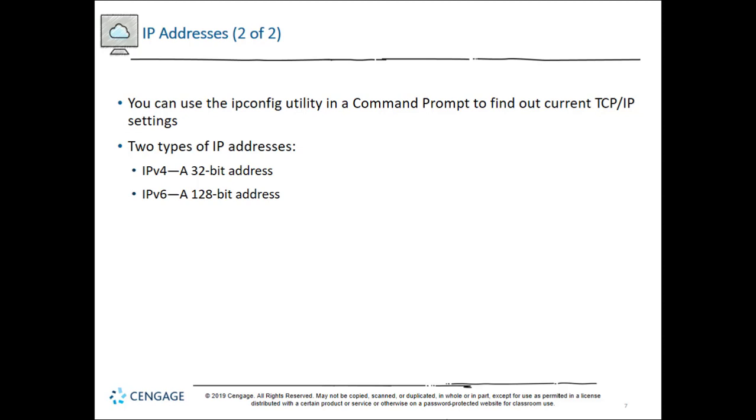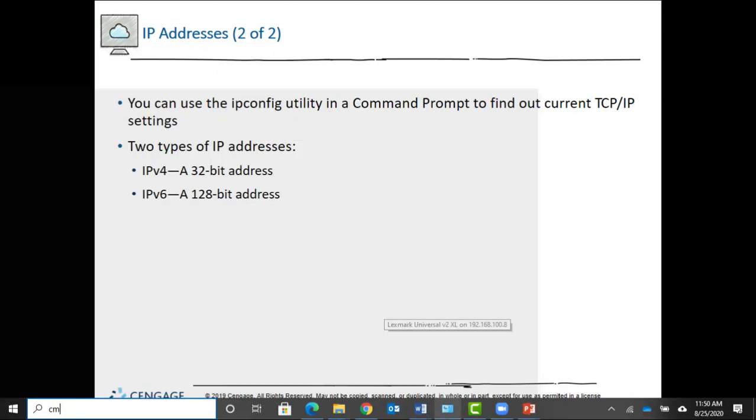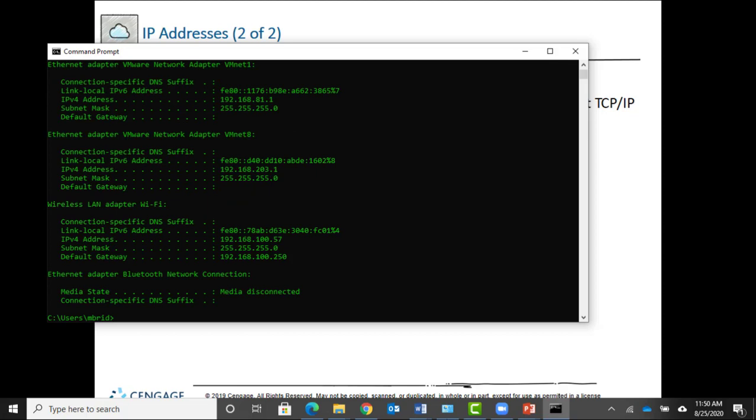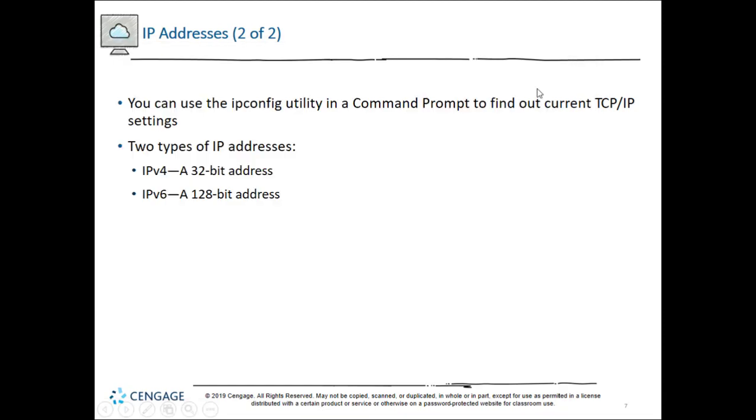Now, if we want to find out what our address is, it's real simple. All I have to do is go to a command prompt and type ipconfig, just like that. And as you can see, I have a number of different addresses. In my wireless LAN adapter, my address is 192.168.100.57. I typed in ipconfig. If I'm on a Linux machine, I don't type ipconfig, I type ifconfig. That's easy enough.